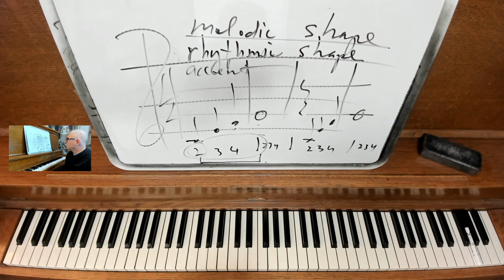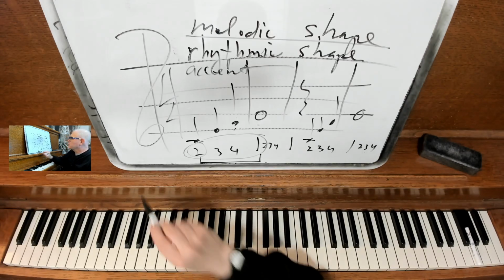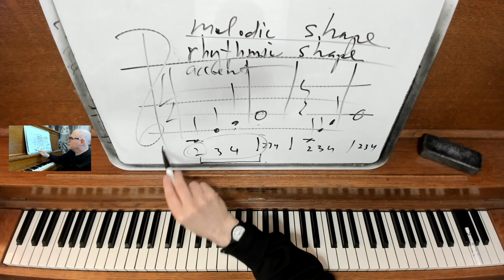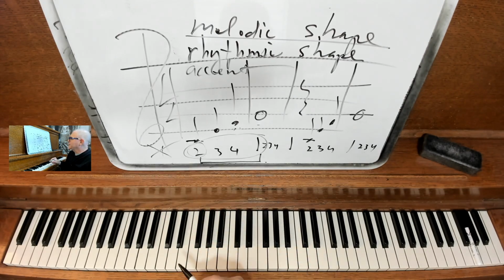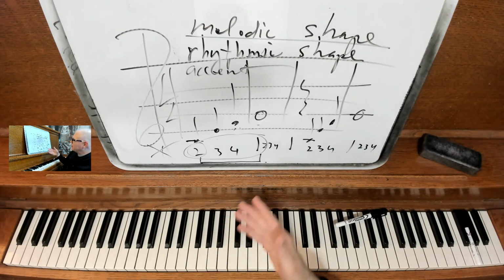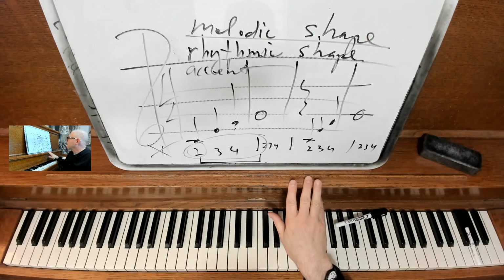Why is count 2 louder? Well, because it's preceded by silence. The first note of any song is going to sound louder because there's nothing before it. So there is an inherent accent in the music. That's what gives it that jazz sound.